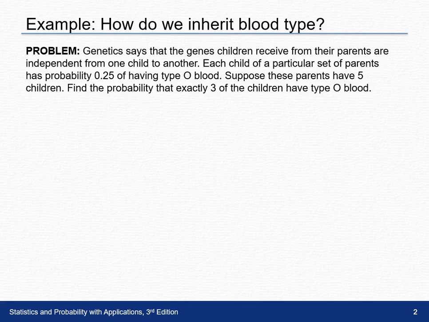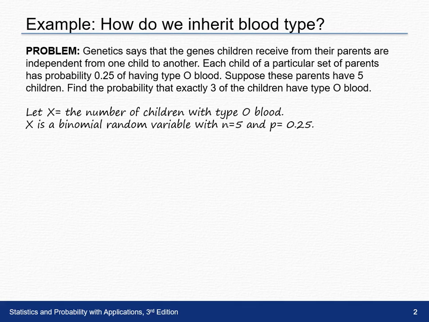Find the probability that exactly 3 of the children will have type O blood. So when reading this, I first see that we're told that the genes from one child to another are independent. I know that I have 5 children being born, and I know the probability of type O blood is 0.25. So this tells me that we are looking at a random variable x, where x represents the number of children with type O blood, and that this is a binomial random variable. We have n equals 5, p equals 0.25, and what we're asked to find is the probability that exactly 3 have type O blood.